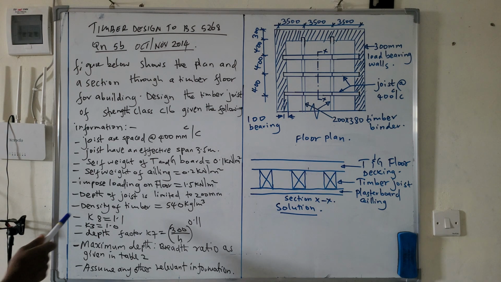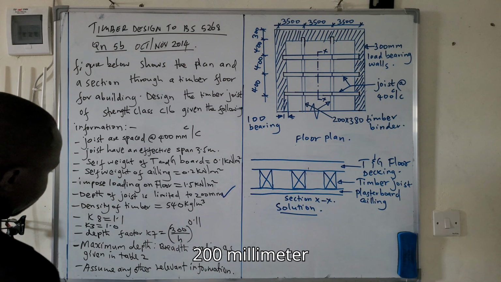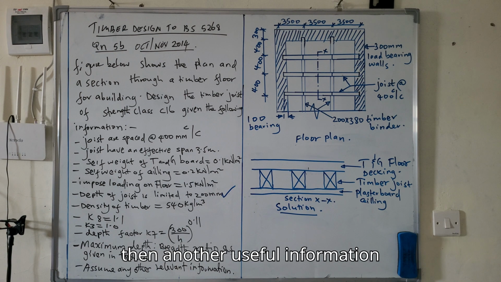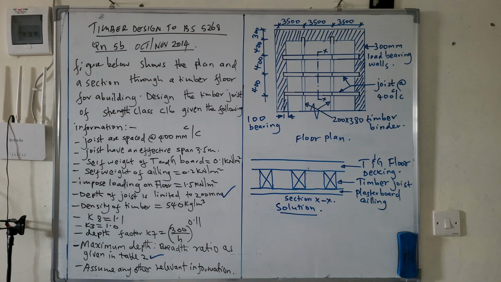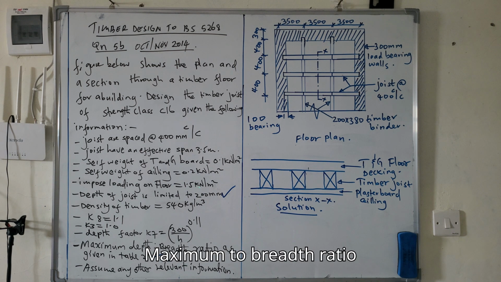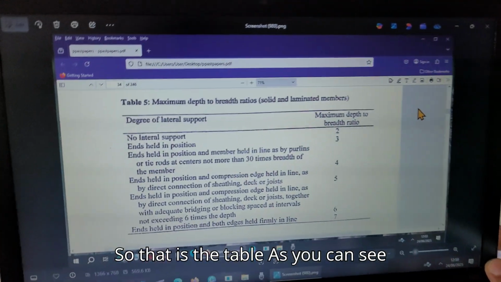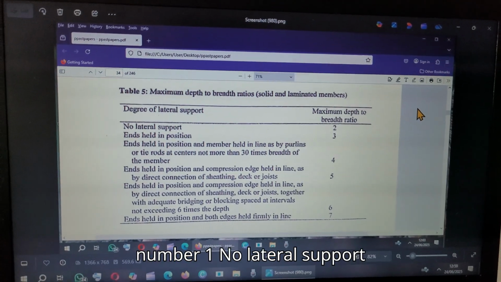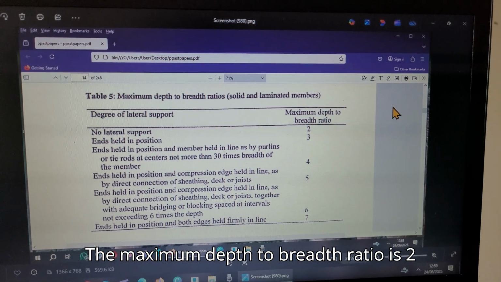been told the depth of joist is limited to 200 millimeter. Then another useful information is the maximum depth to breadth ratio is given in table 2. So I will proceed to table 2 and show you the maximum depth to breadth ratio. So that is the table. As you can see, number 1, no lateral support. The maximum depth to breadth ratio is 2.